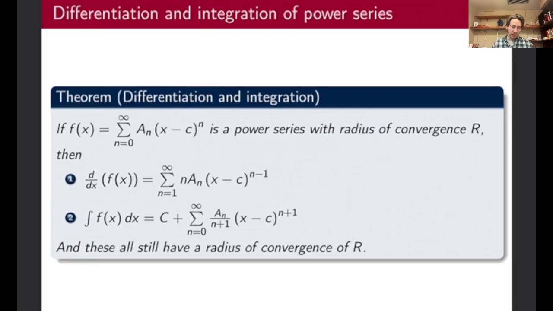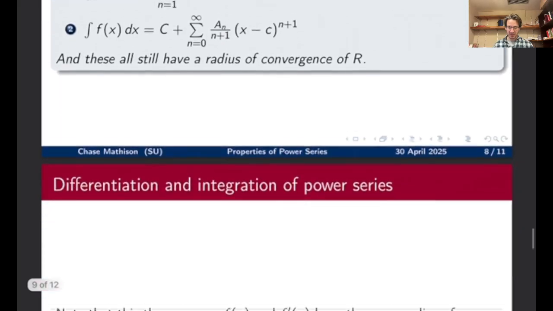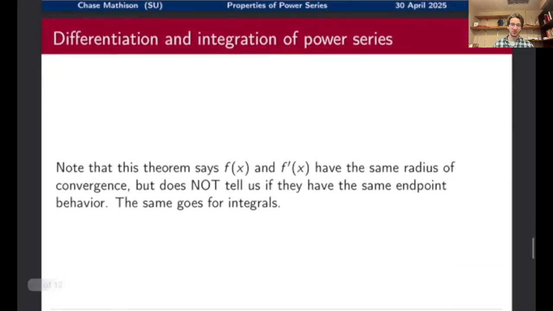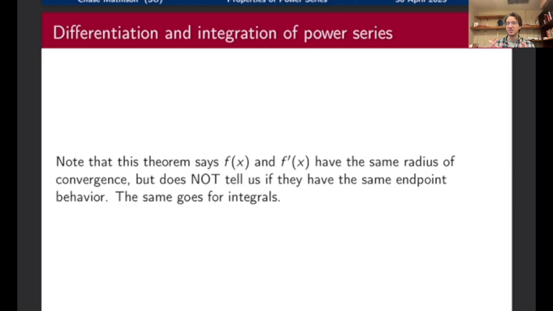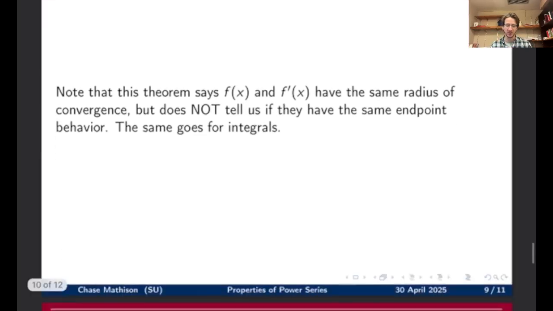And these power series are guaranteed to have the same radius of convergence. They are not guaranteed to have the same interval of convergence. The endpoint behavior might change when you take the derivative or the integral of a function that you know the power series of. So that's something to keep in mind: radius of convergence is guaranteed to be the same, but not necessarily the endpoint behavior. That could change, and you need to check that individually.